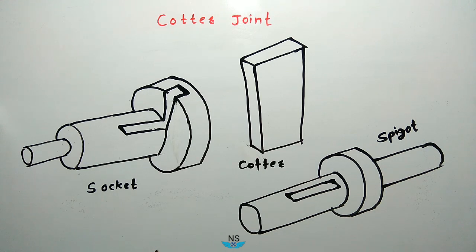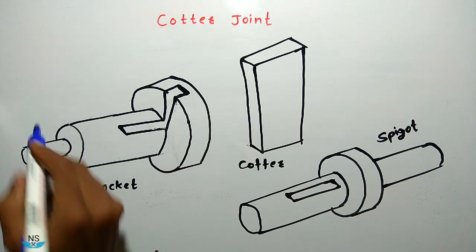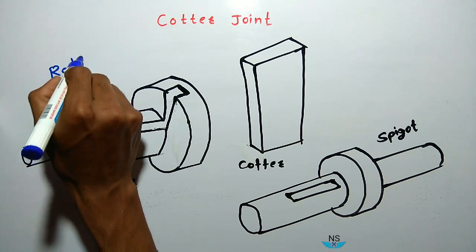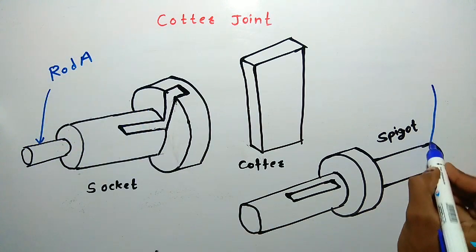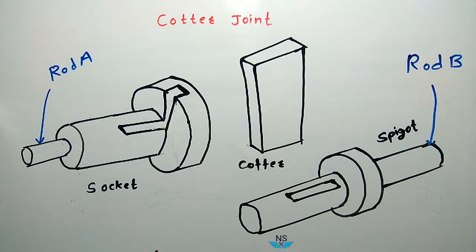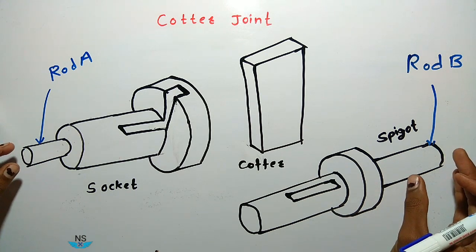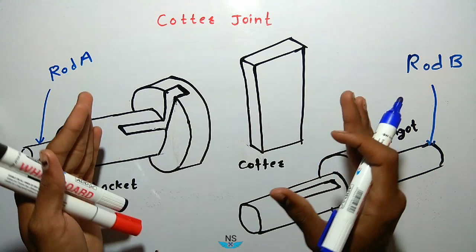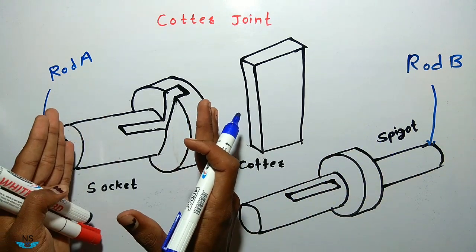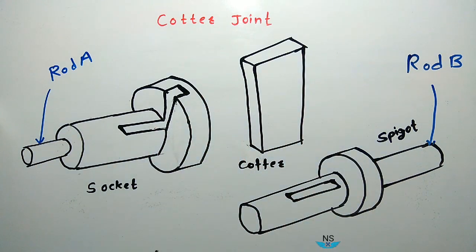Now we have to design these three components. So this is rod A. This is rod B. Now we have to join or connect these two rods by means of this cutter joint. For that purpose, the socket is used, the spigot is used, and this cutter is used.